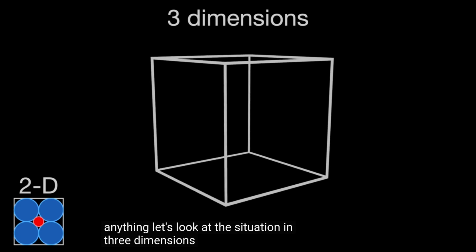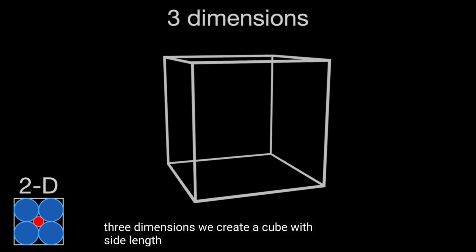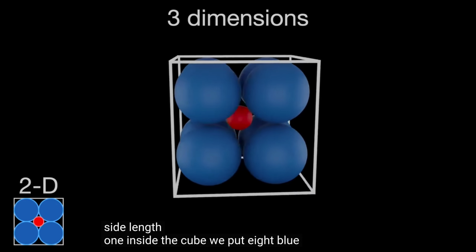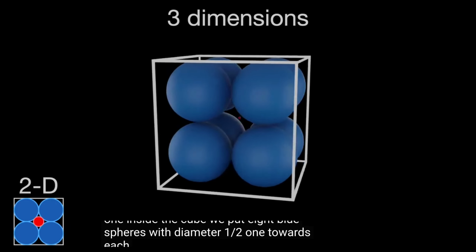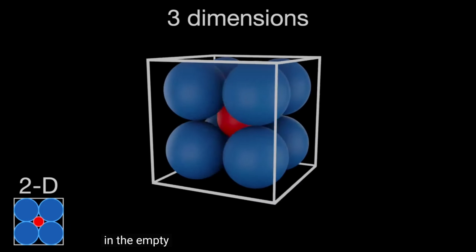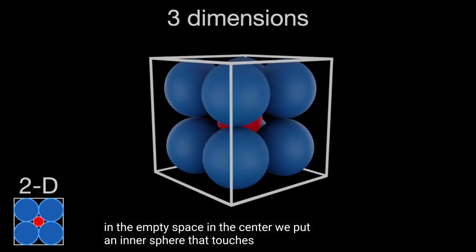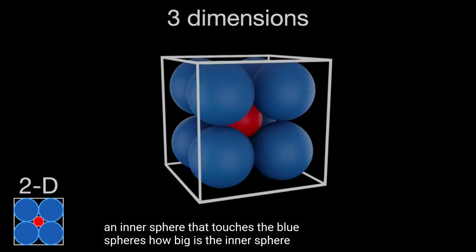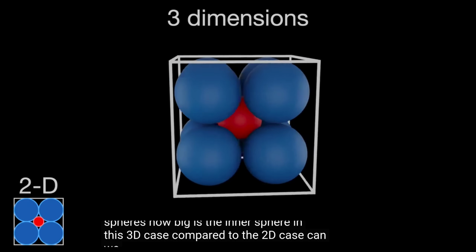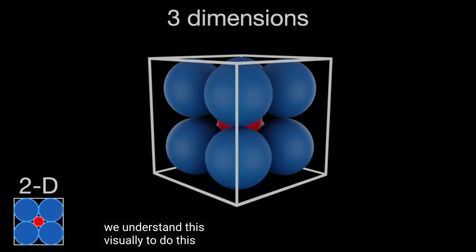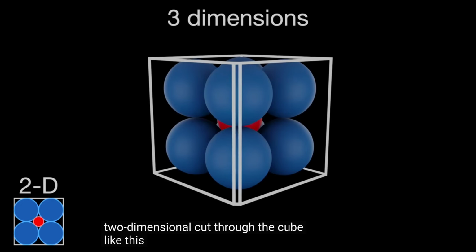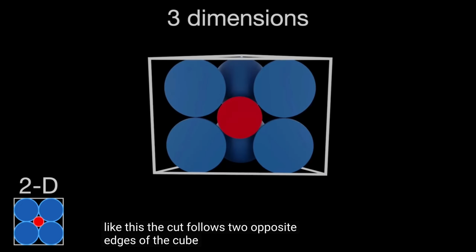Let's look at the situation in 3 dimensions. We create a cube with side length 1. Inside the cube, we put 8 blue spheres, with diameter 1/2, 1 towards each corner. In the empty space in the center, we put an inner sphere that touches the blue spheres. How big is the inner sphere in this 3D case compared to the 2D case? Can we understand this visually? To do this, we make a 2-dimensional cut through the cube, like this. The cut follows 2 opposite edges of the cube and goes through its center.